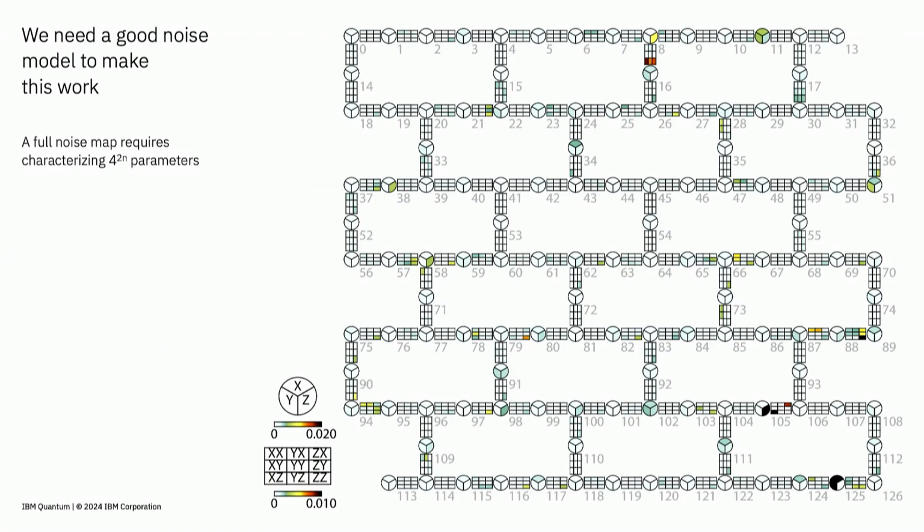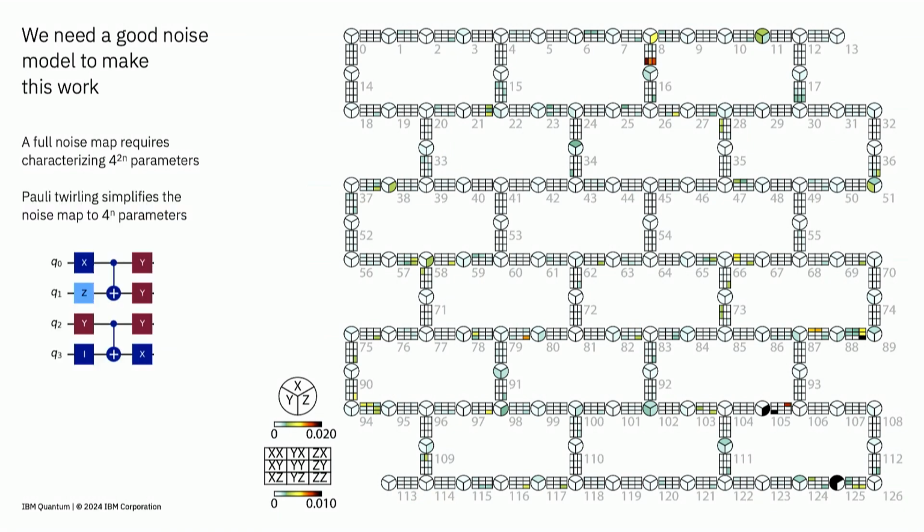However, there's some tricks that one can do. You can shape the noise into a more convenient form, a Pauli noise channel, and you'll learn about these things in a session later today. With things like Pauli twirling, you can reduce this complexity to 4 to the n. Okay? So this is still an exponential, right? And it still doesn't completely solve the problem.